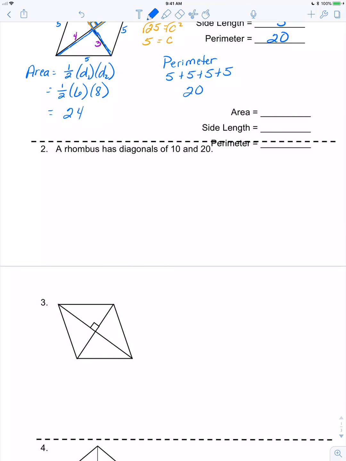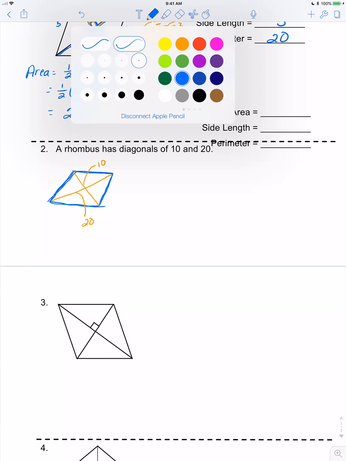All right, the next one, we're told that we have a rhombus that has diagonals of 10 and 20. So let's just draw out a rhombus here. And that's not very good, but so we're told one diagonal is 10. We're told the other diagonal is 20. And we're just going to find the area and the side length of all these.